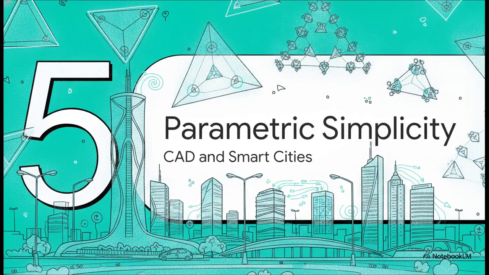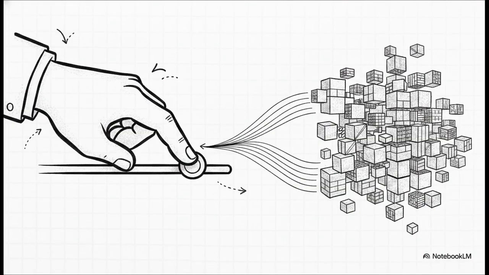Section 5, Parametric Simplicity in CAD. Because remember, this isn't just blackboard math. This is exactly how we are programming the smart cities of the future. In 3D parametric modeling programs like Grasshopper, generating nested fractal geometry usually requires intense, highly complex 3D coordinate tracking. But by normalizing everything to this single variable, it's a total revolution for CAD fabrication.